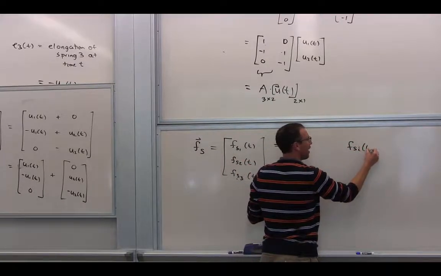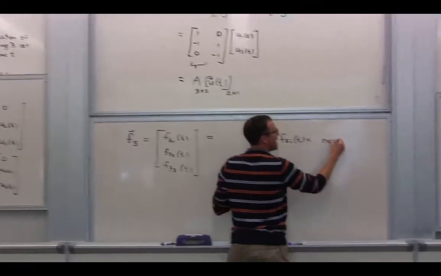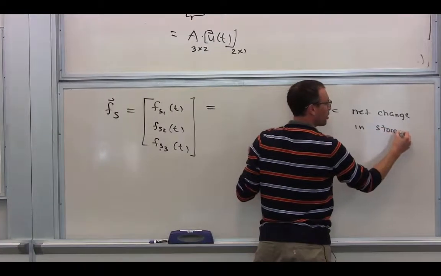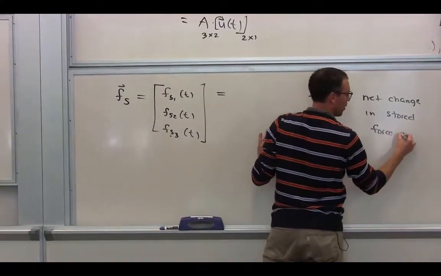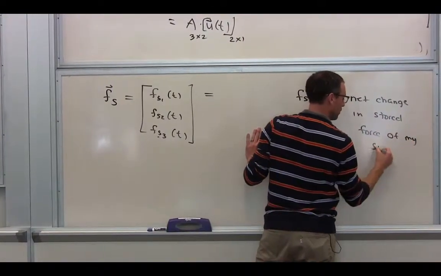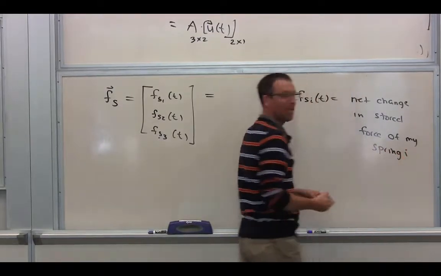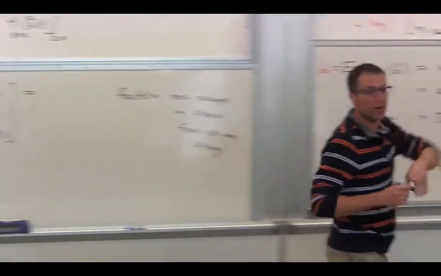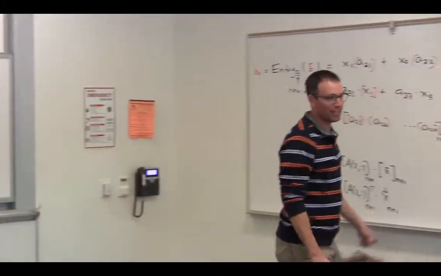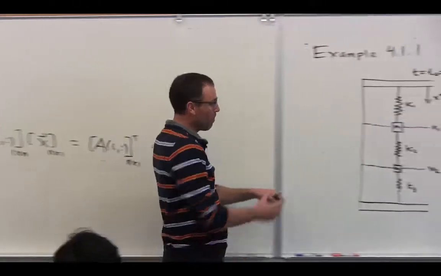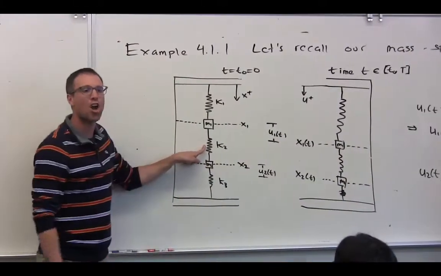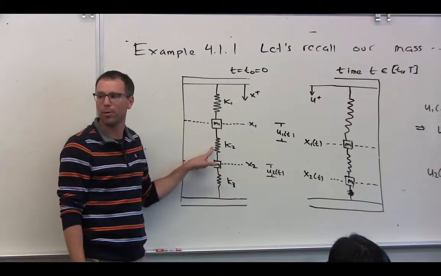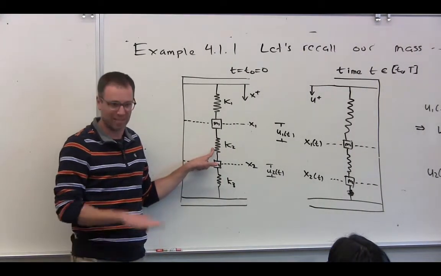F sub Si is going to be the net change in the stored force of my spring, I. Do you recognize, if we go back over here, and this is where you actually have to visualize this, that there is a non-zero force stored in these springs in the equilibrium position at static?